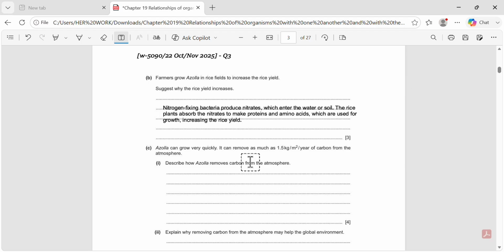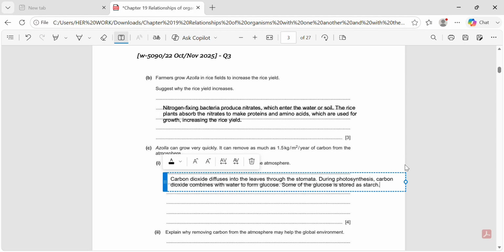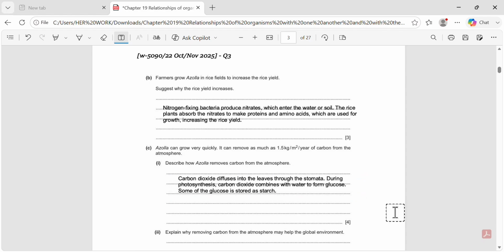Therefore, the answer we write is, carbon dioxide diffuses into the leaves through the stomata. During photosynthesis, carbon dioxide combines with water to form glucose. Some of the glucose is stored as starch.